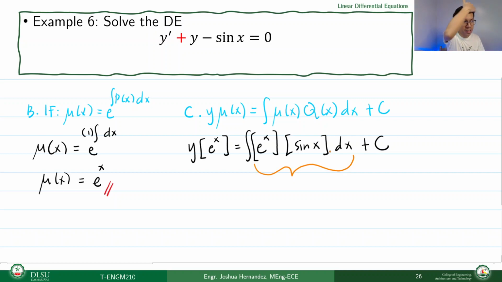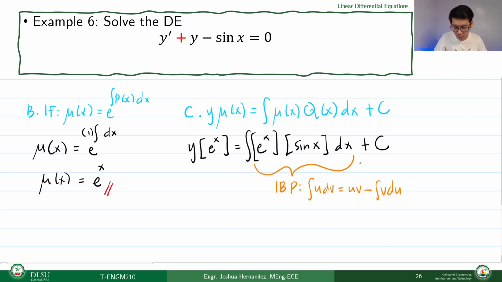How do we integrate this function? We have e to the x sine x. From the looks of it, we can only integrate this by integration by parts, and that is taking the integral u dv equals uv minus v du.